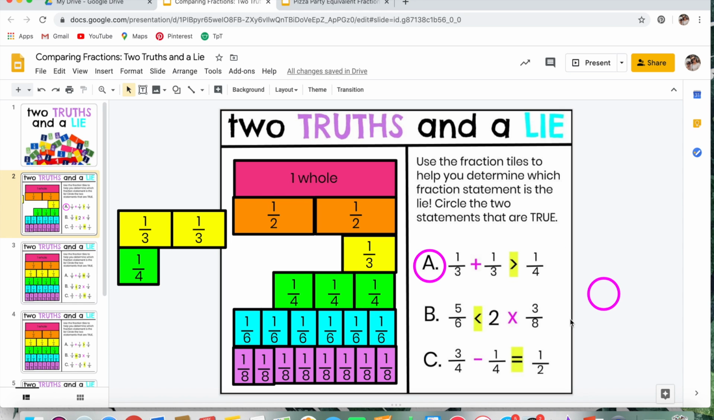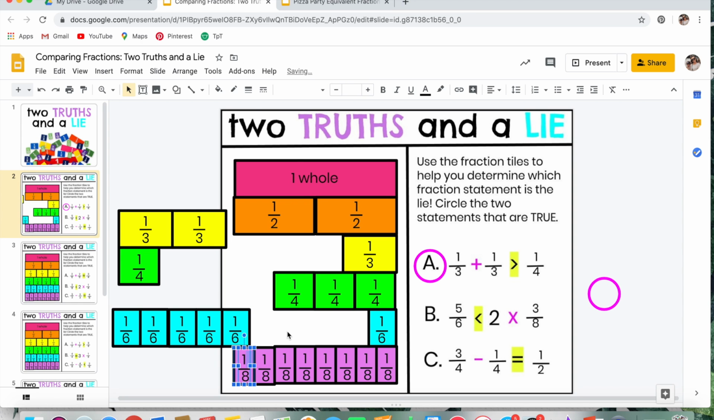The second statement I'm going to try is 5/6 is less than 2 times 3/8. So I'm going to take 5/6 and drag them off to the side so that I can compare them with 3/8. I'm just going to move this 1/8 out of the way for now so that I can see the comparison here. So I have 2 times 3/8. I know when I'm multiplying fractions, I multiply the whole number times the numerator, and the denominator stays the same. I know that 2 times 3 equals 6, so therefore I know that I'll have 6/8.